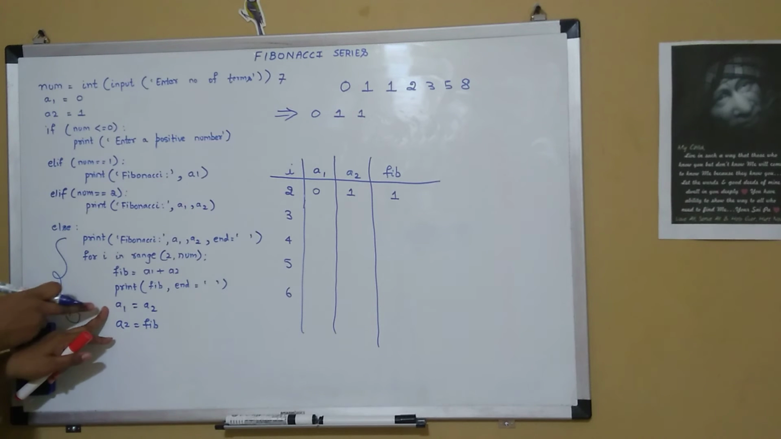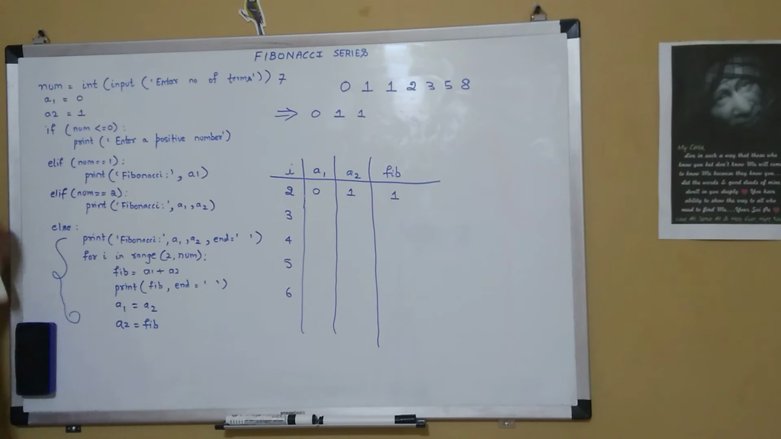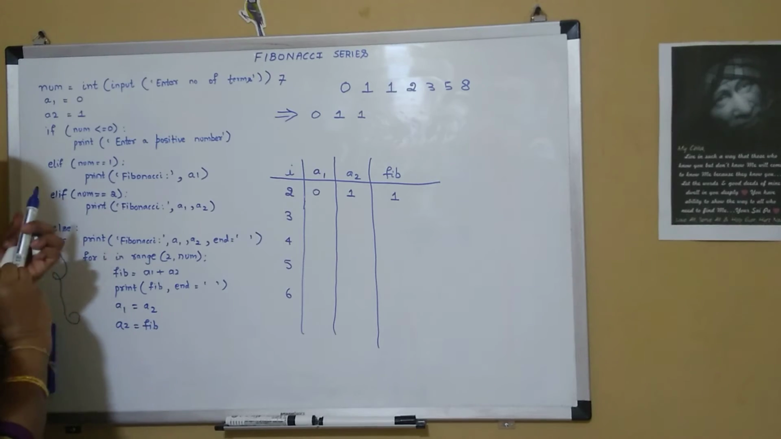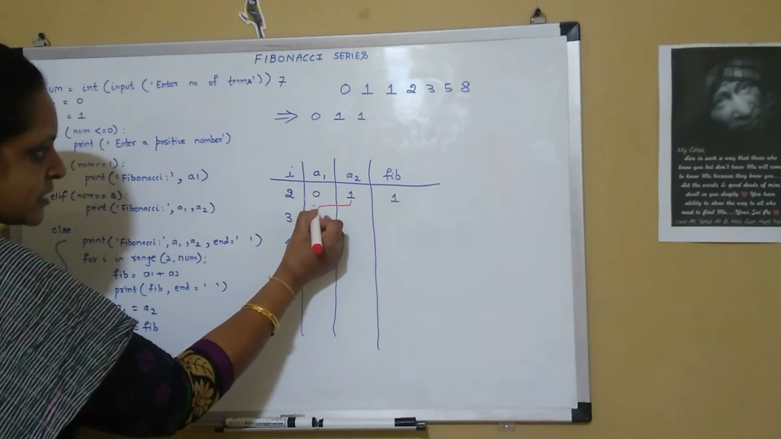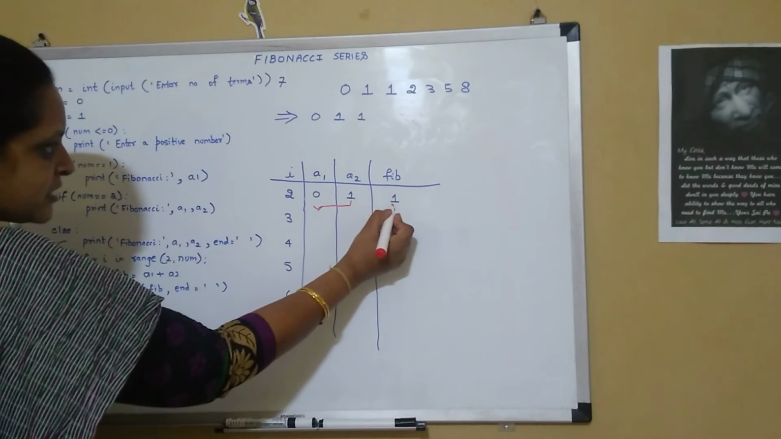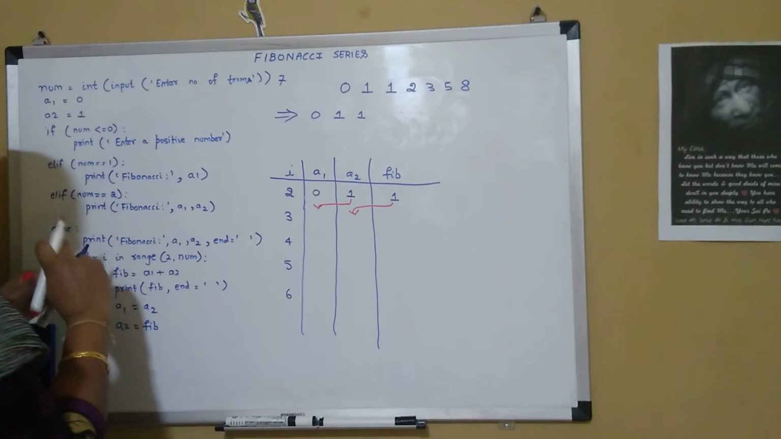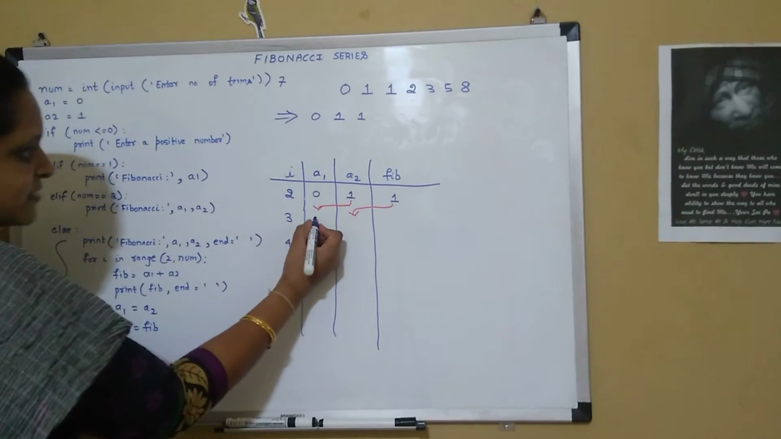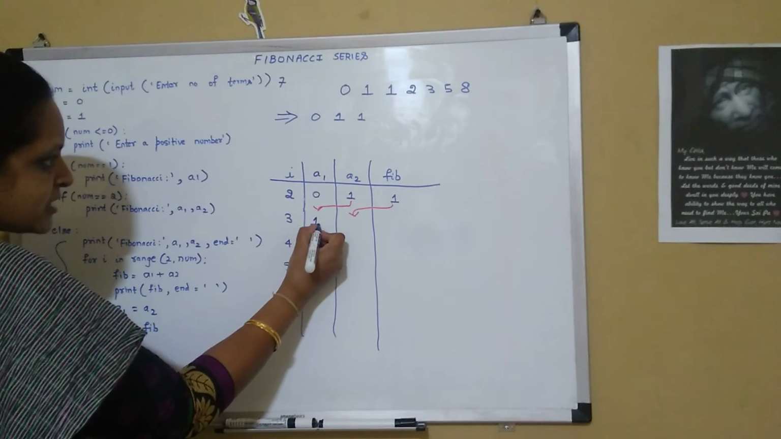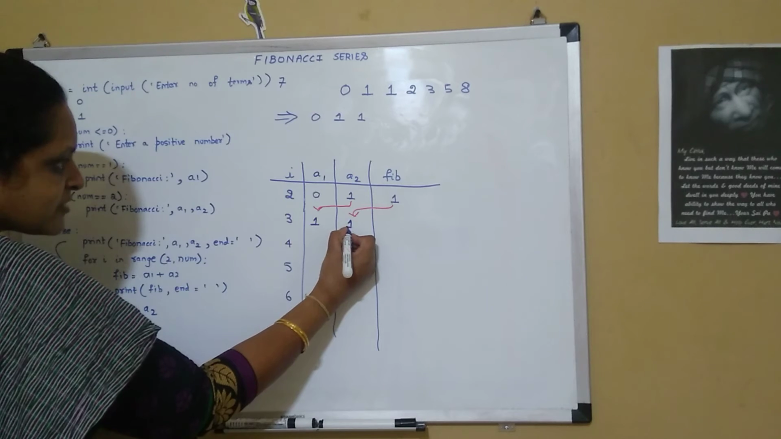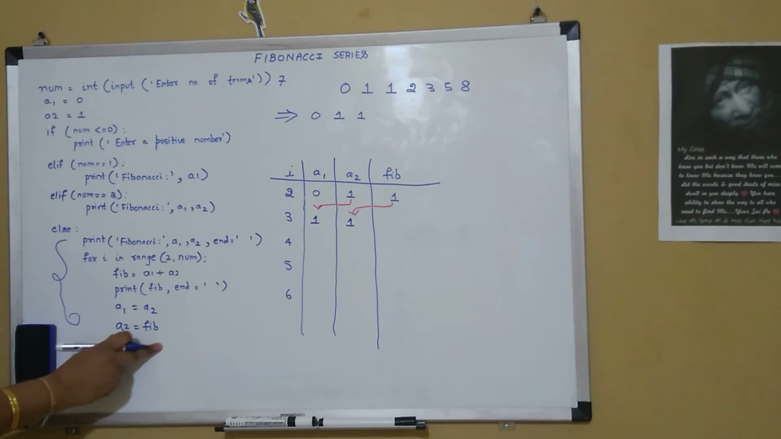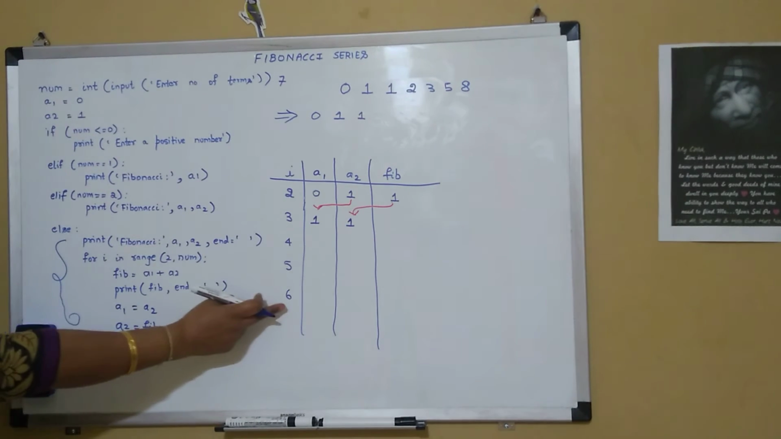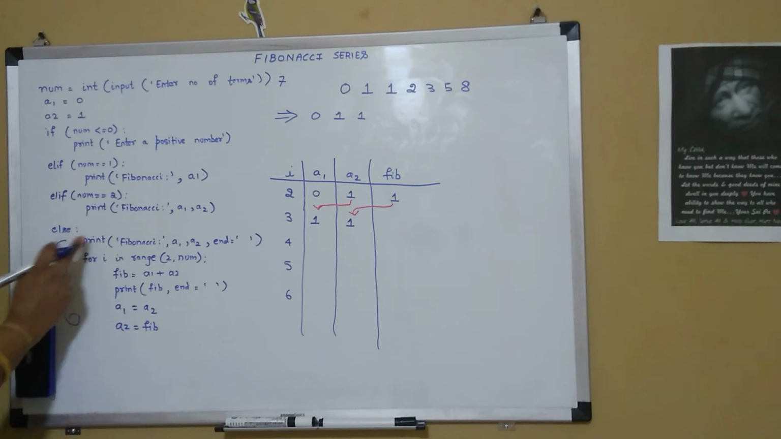Then now what happens is my A1 becomes A2 and A2 becomes fib. So my A1 will now become equal to A2 and A2 will now become equal to fib. So A1 is now having the value 1 and A2 is also having the value 1. So this is over. It continues the loop because the loop has not ended.